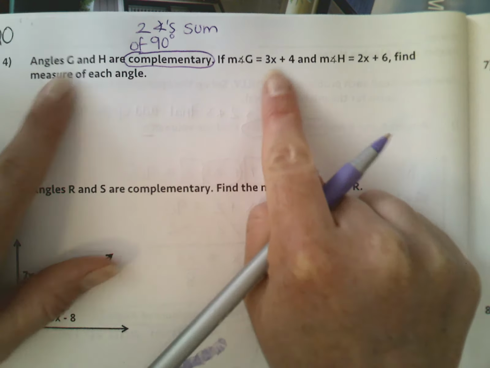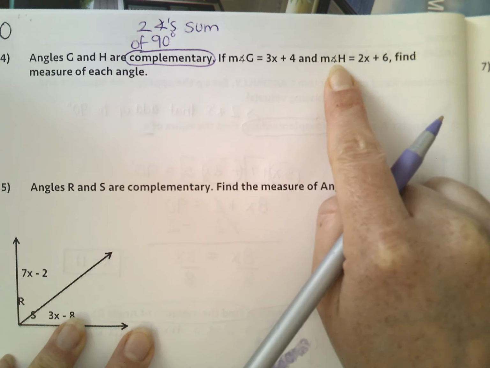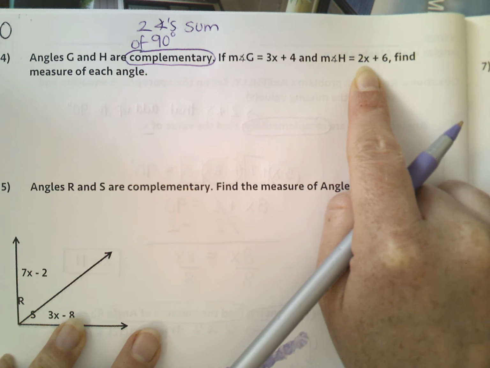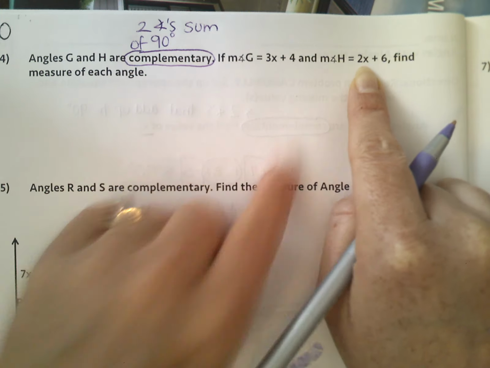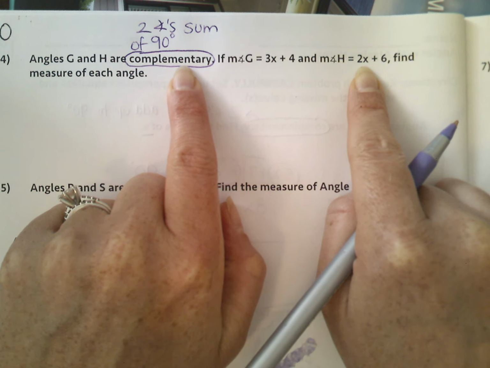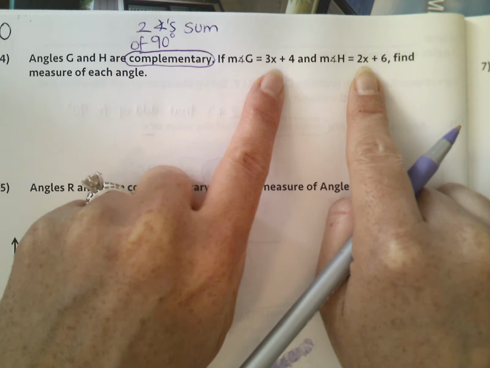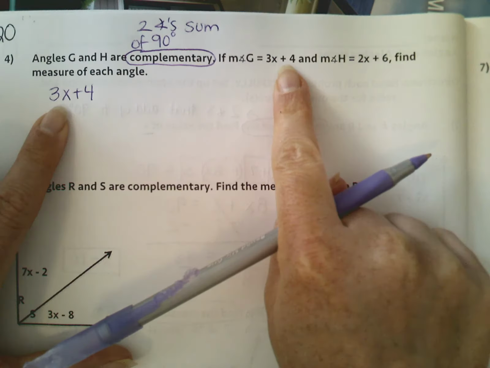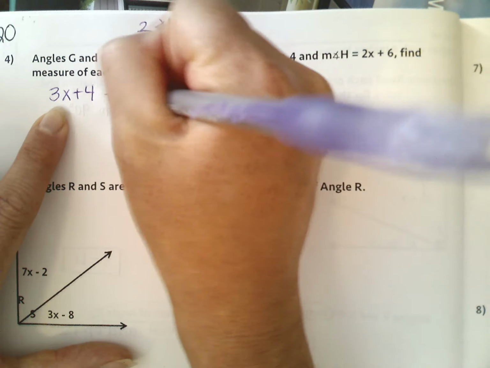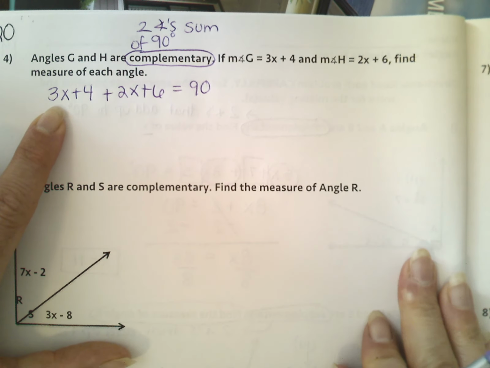So if the measure of angle G is 3x plus 4, and the measure of angle H is represented by the expression 2x plus 6, it's asking us to find the measure of each angle. So I know I'm going to use this definition to help me start, that these two angles have to add up to a sum of 90 degrees and equal 90 degrees. So I'm just going to start by writing my equation here. 3x plus 4 plus the 2x plus 6 add up and equal to 90.